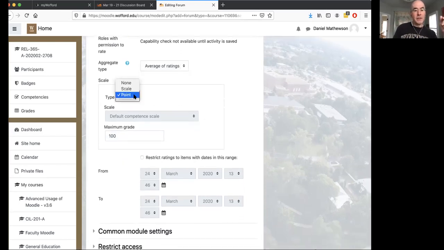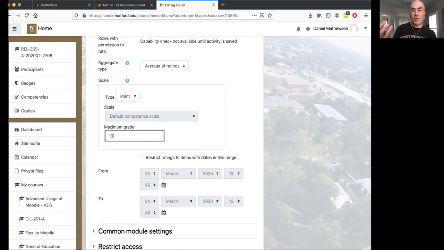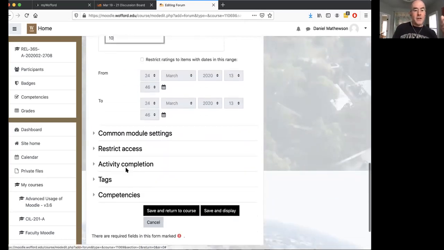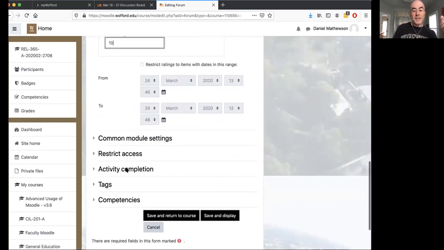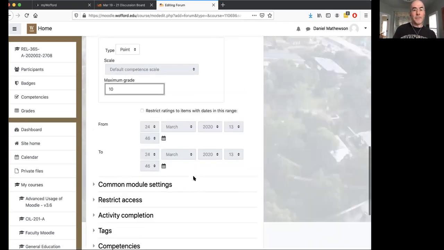And then you have to choose the type. I do a point. I don't know what the scale thing means. I get confused by the default competence. You can choose pass/fail, I guess. But I choose the point system. And as soon as you click on that, you can decide how many points you want to give to a single entry, 10 points or whatever. Now, if you just did that, and saved and returned to the course, yours would be set up.